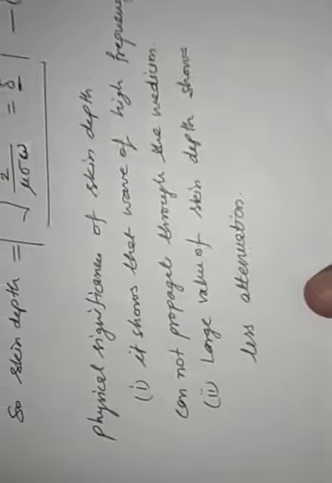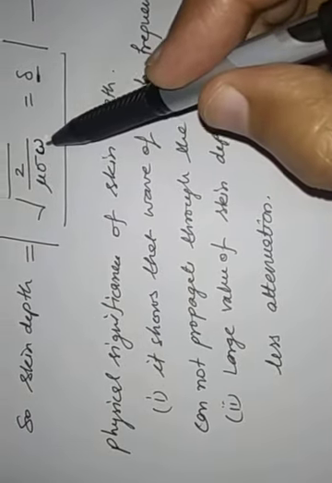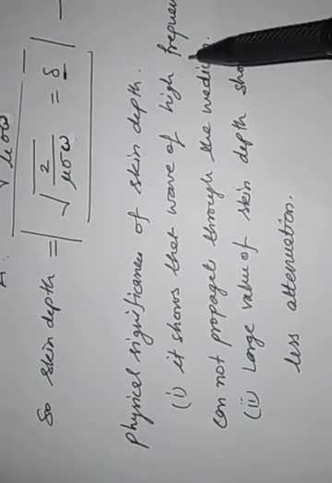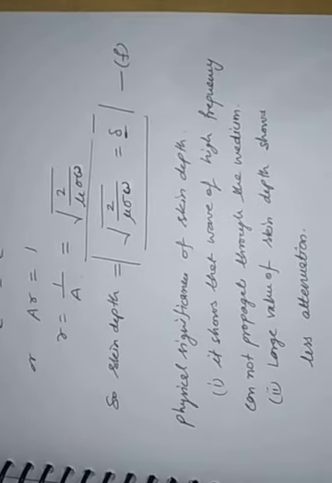What is the physical significance of skin depth? You can already see that omega is the frequency of the wave. So if the wave frequency is very high, the skin depth value will be very low. It shows that for an electromagnetic wave moving in a good conductor, if a high frequency electromagnetic wave moves, then first of all it cannot propagate to a very large distance.